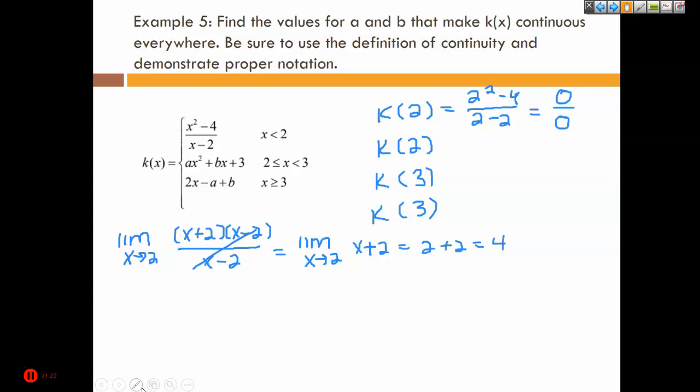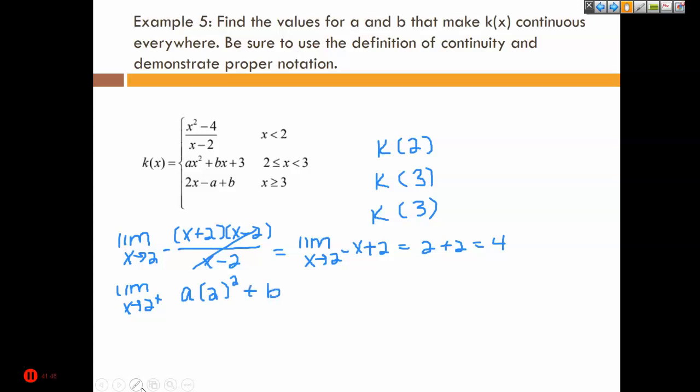So the limit is equal to 4, and that would be the limit from the left. The limit as x approaches 2 from the right would be the bottom equation. So that's a times 2 squared plus b times 2 plus 3. So I get 4a plus 2b plus 3.